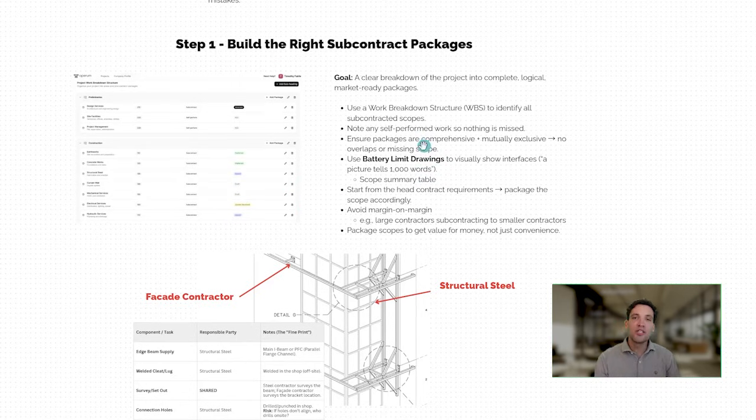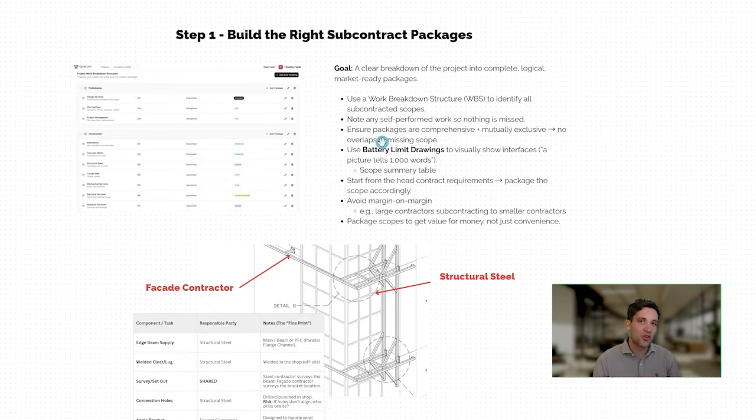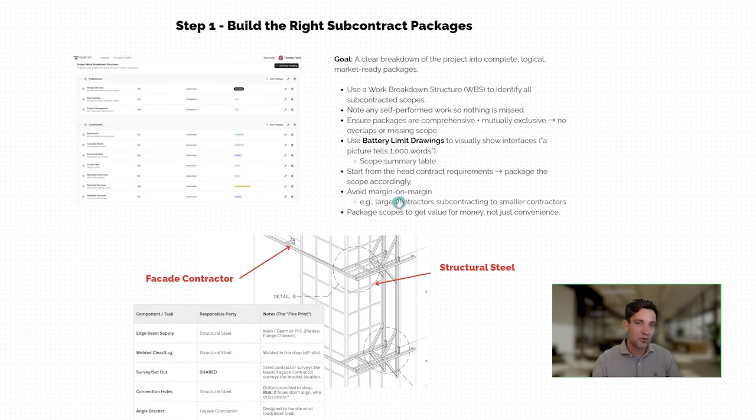margin on margin. When we create this package list, the goal should be to have these packages comprehensive and mutually exclusive. There shouldn't be overlapping scope and there shouldn't be missing scope. Missing scope is going to end up with a variation during construction. Overlapping scope is going to result in us double pricing and artificially inflating our price.